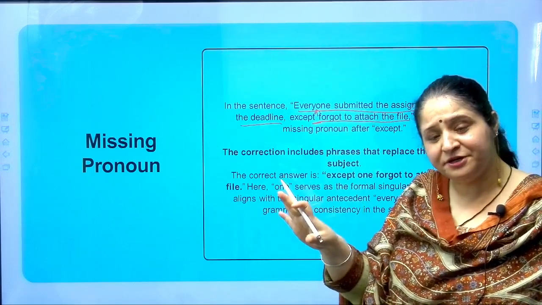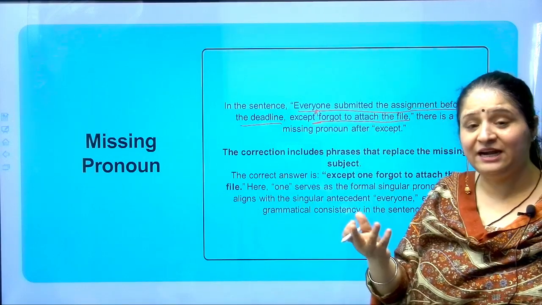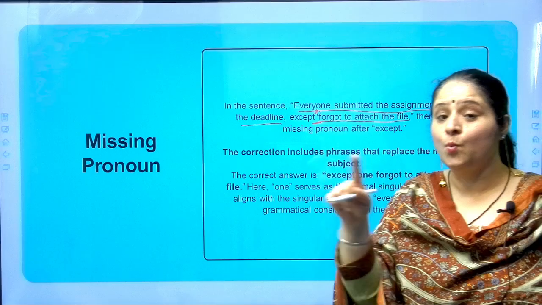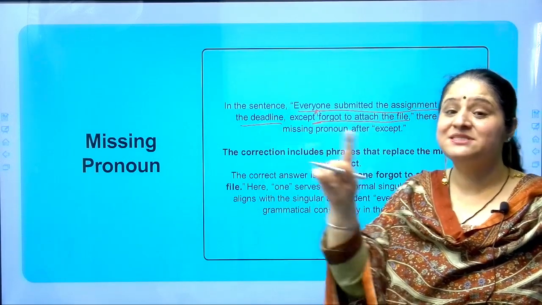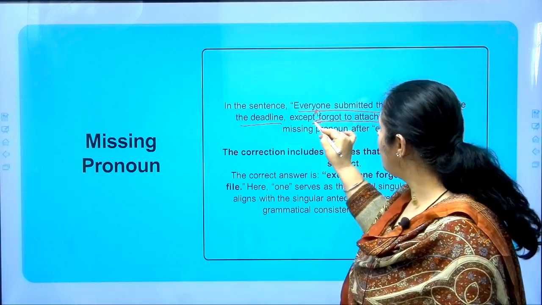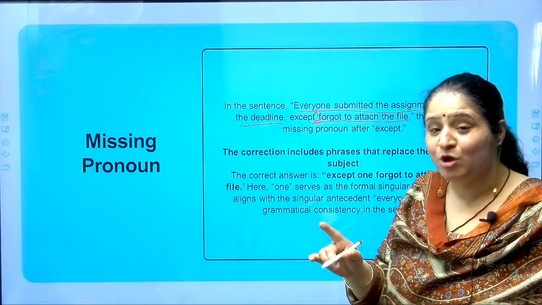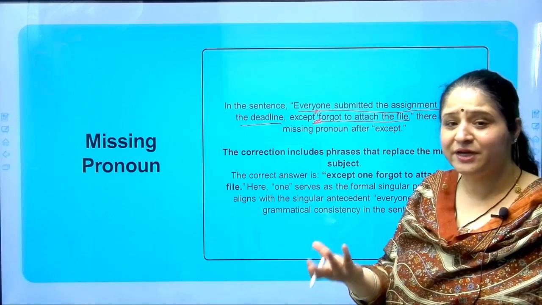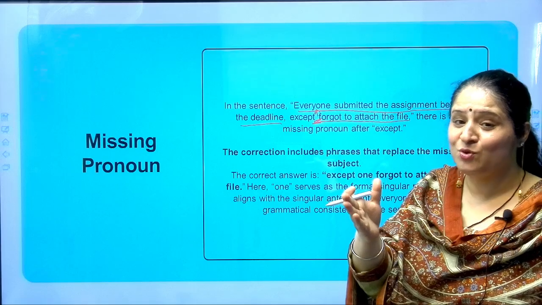So everyone submitted the file, right? Everyone submitted the file before the deadline except one who probably forgot to do it, right? Except someone who forgot to do it. Is that clear? So if there is no pronoun over here, that means it's a case of missing pronoun. So if it is a case of missing pronoun, how do I correct it? Simple way is that I have to put that pronoun over there.